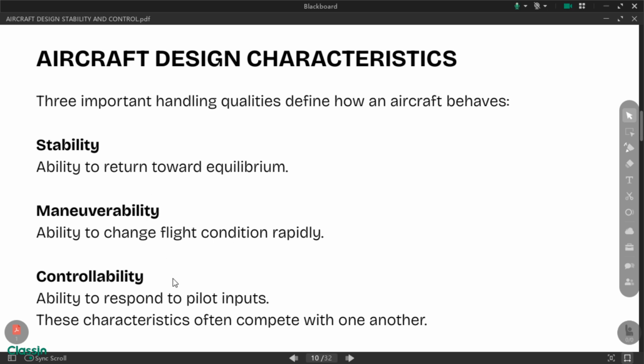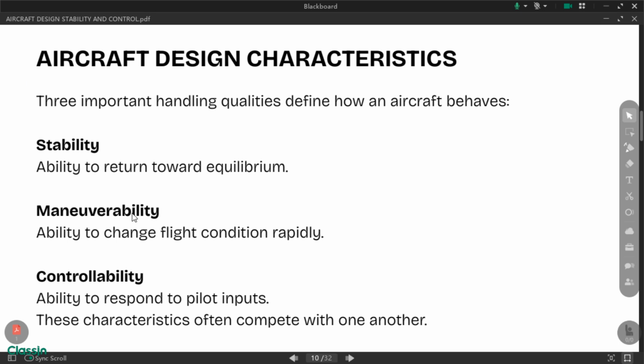So these three, they are closely related to each other, but they are not the same thing. No? Yung aircraft natin, they may be highly stable but not very maneuverable. An aircraft may be extremely maneuverable but require constant pilot correction. So the designers must find the appropriate balance depending on the mission of the aircraft. Okay?